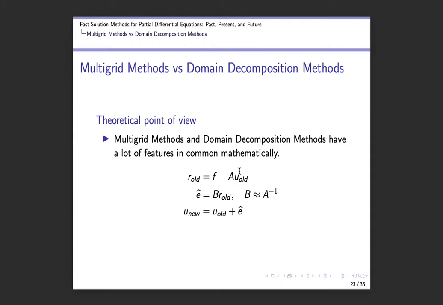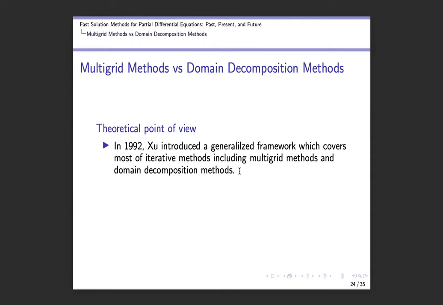With this framework, in 1992, Jinchao Xu introduced a generalized framework that covered most iterative methods, including multigrid methods and domain decomposition methods. In this work, there are two kinds of categorization. The first one is the multiplicative method, and the second one is the additive method. As long as we construct these projection operators with some assumptions that satisfy some conditions, then we expect a convergent iterative method, okay?